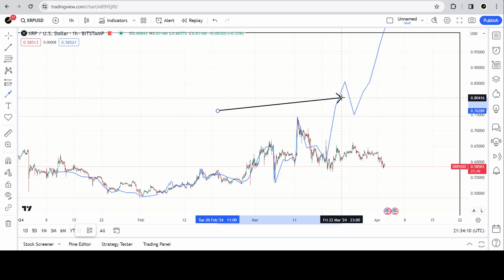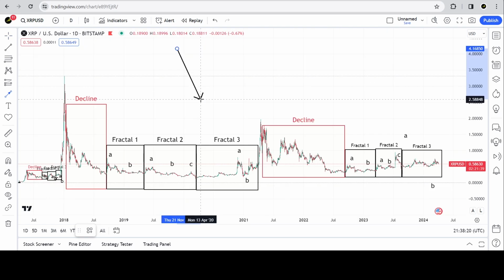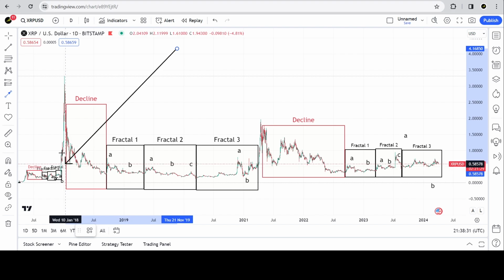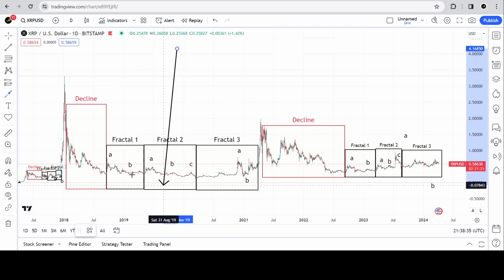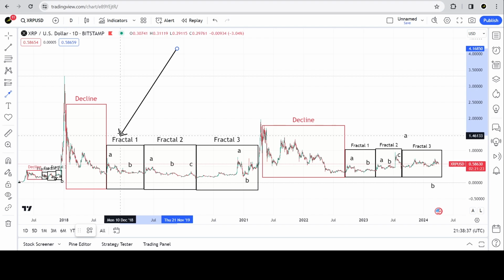Now, what am I talking about? Okay, so here we are on a zoomed out picture. This is the macro structure. It's a repetitive macro structure that XRP follows. This macro structure includes a bull run, it includes a decline, and it includes a sideways range-bound time. For those of you who follow this channel, you're very familiar with this.